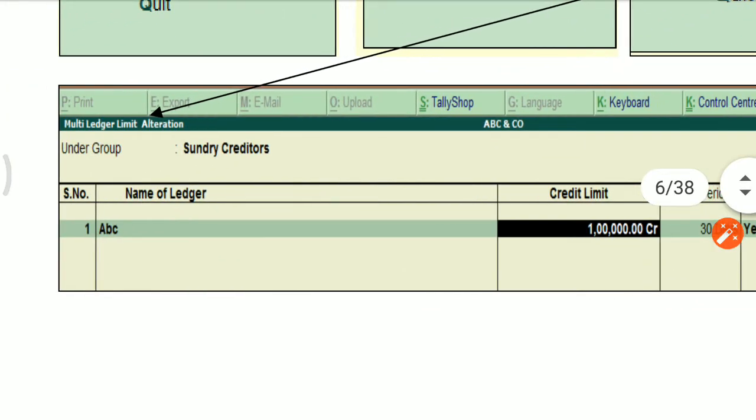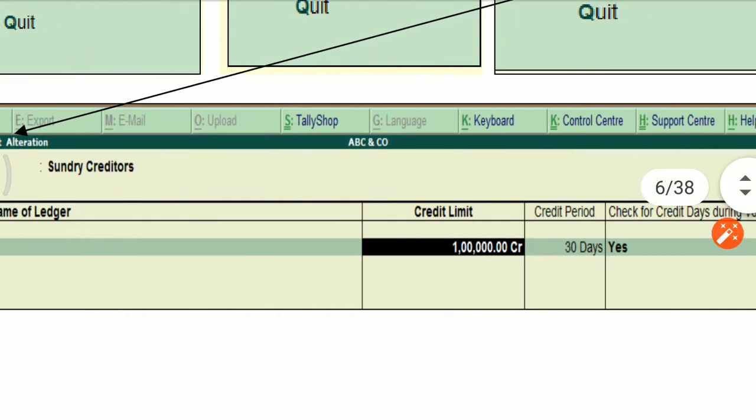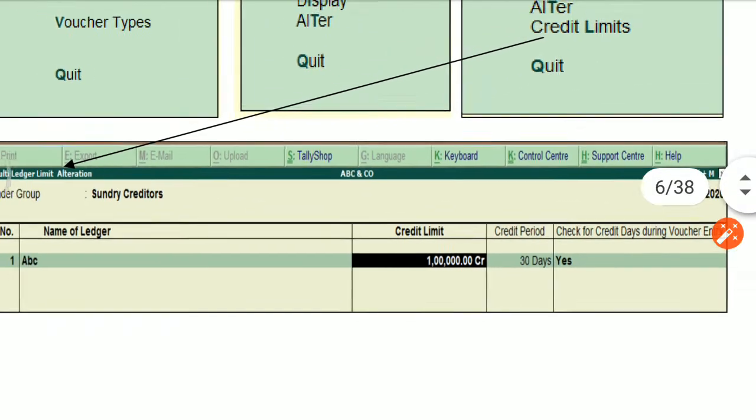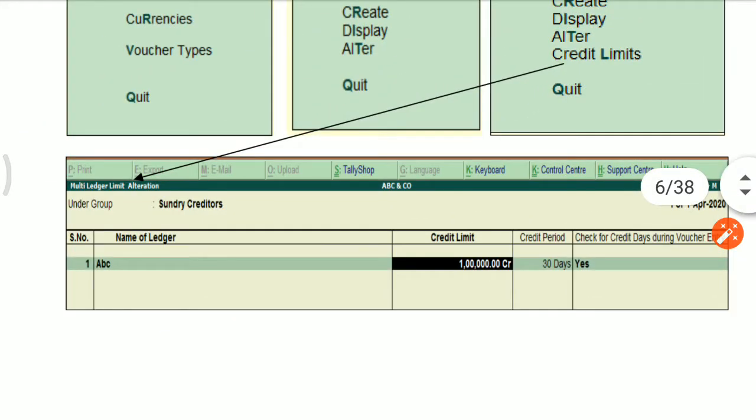In the case of credit limit, it means you want to set limits for billing, either purchase or sales, and you want to give a credit period for payment or receipt. This is applicable for both cases, sundry creditors and sundry debtors. Okay, that is credit limit. Why is this credit limit set? There is a reason behind that.